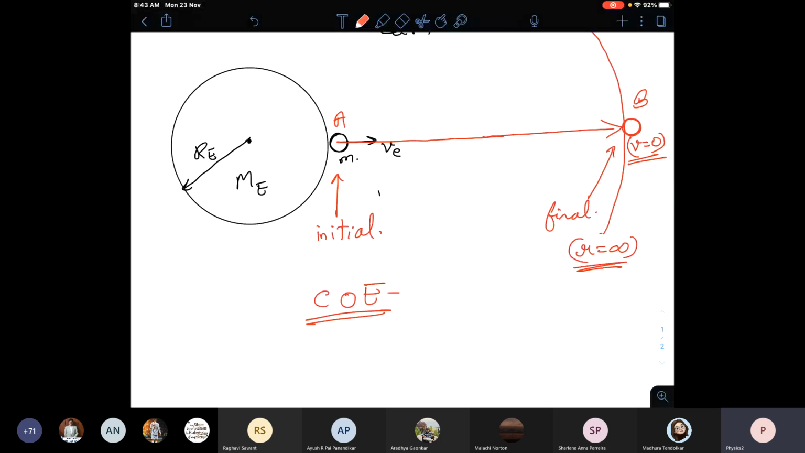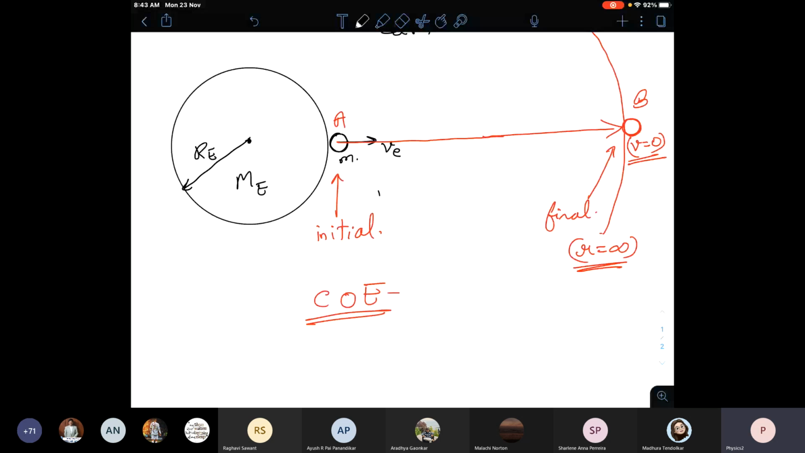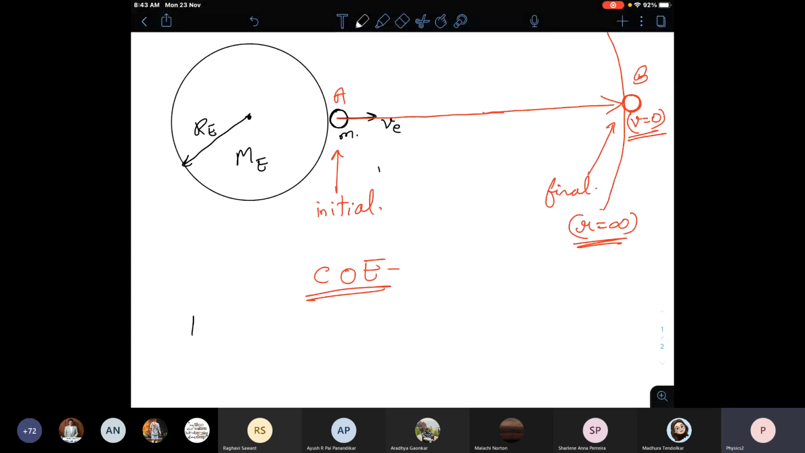Yes, conservation of energy. We are going to write total mechanical energy initial is equal to total mechanical energy final. Anybody tell me what should be the value of initial kinetic energy?